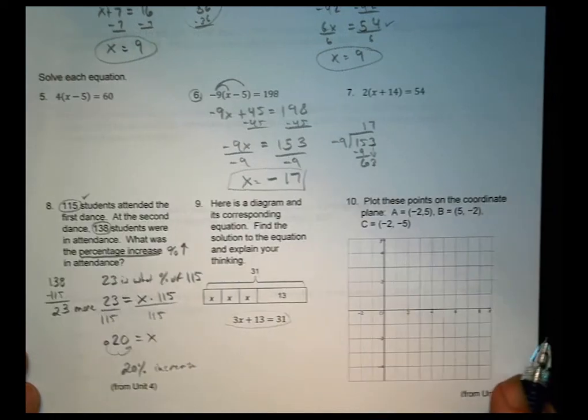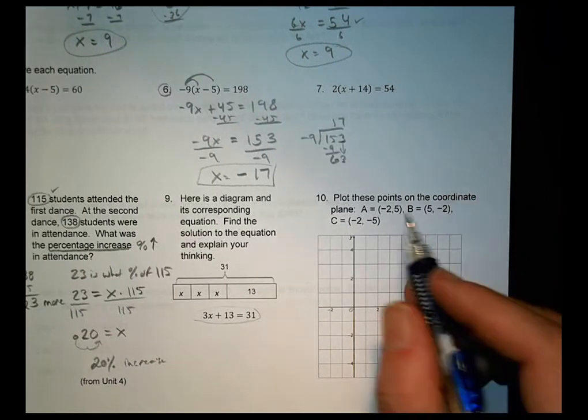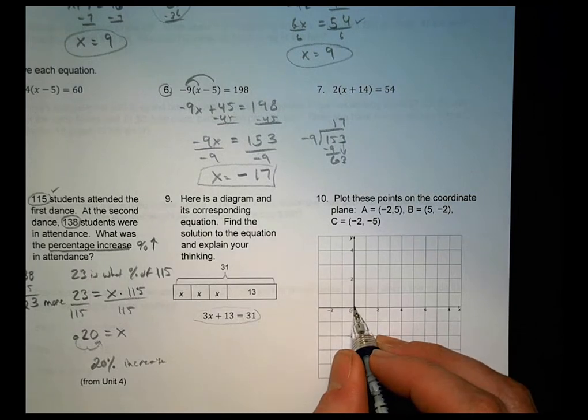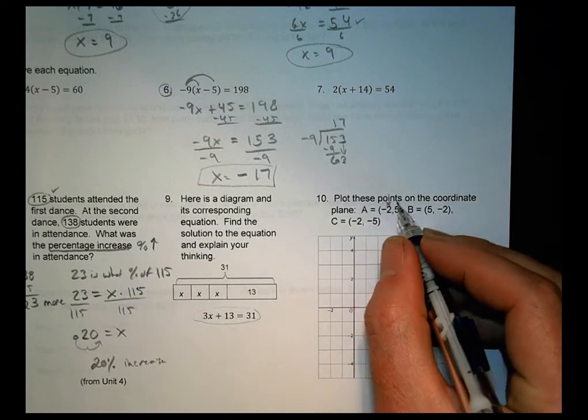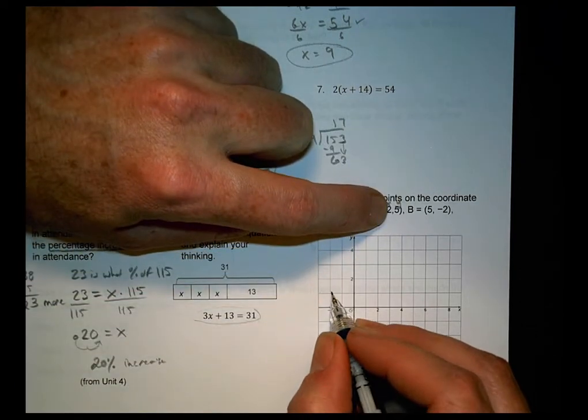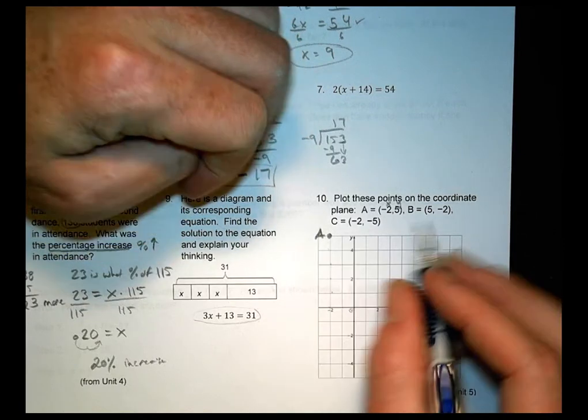Let's take a look here at some coordinates, make sure we're on the same page from Unit 5. It says A is at (-2, 5). So we're going to find -2. This is the x value, remember? This is the y value. So we're going to go 1, 2. And it says to go up 5. 1, 2, 3, 4, 5. So this is where A is at.